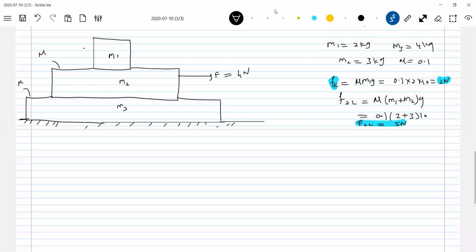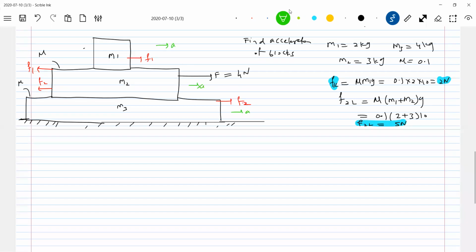So what is the question? Find the acceleration of blocks. Now, how to get the direction of friction? The friction here will be F1, here also F1, this will be F2, and this also F2. Okay, fine. So now let's assume that no slipping occurs at all surfaces. That's one assumption I'll make.